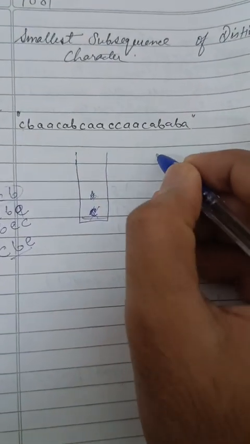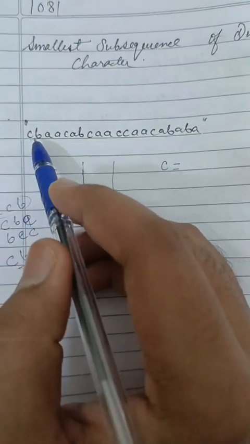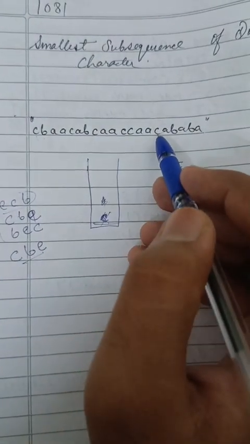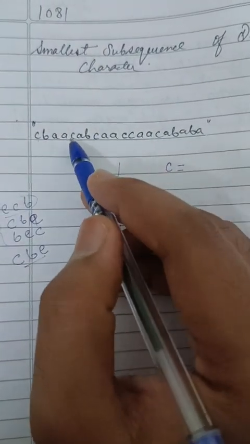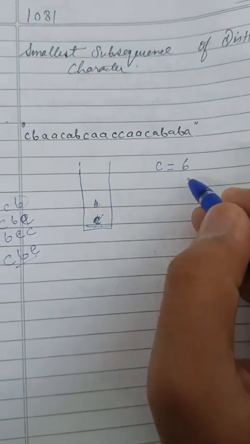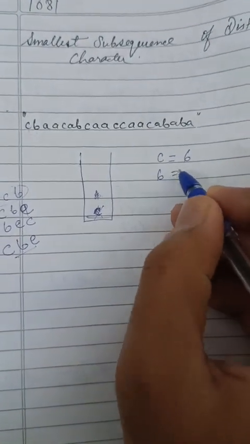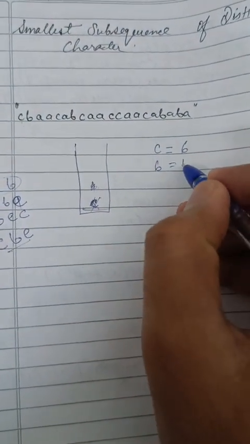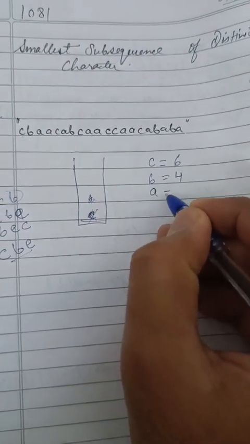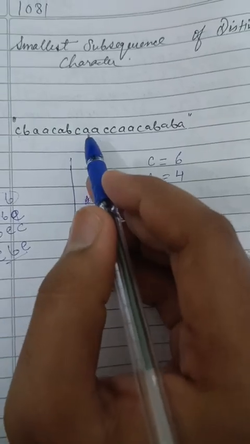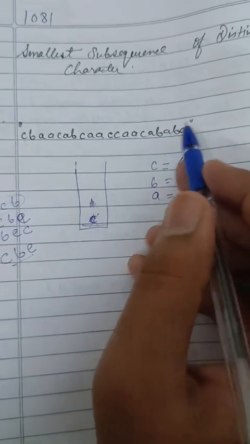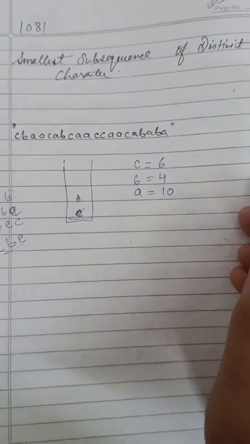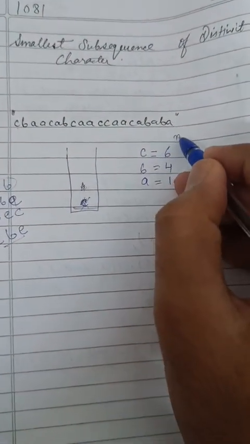How many occurrences of C are here? Let's see. 1 2 3 4 5 6, so 6 occurrences of C. 4 occurrences of B, right? And there are 10 occurrences of A. Okay, now there is another thing I need. Let's say it is a map.